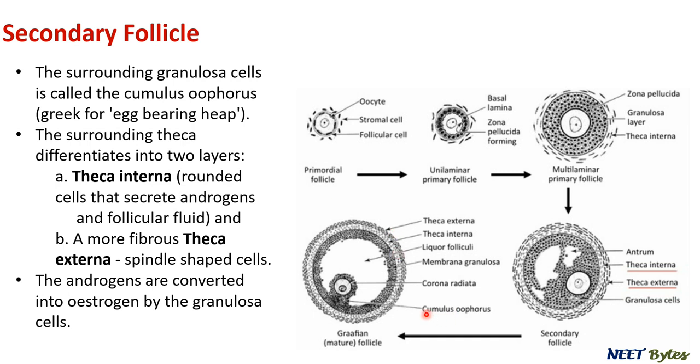So we can see there the surrounding cells called the cumulus oophorus. The surrounding theca differentiate into 2 layers, what we call theca interna and theca externa. And the androgens are converted into estrogen by the granulosa cells. Okay. So that is the entire structure of the secondary follicle.